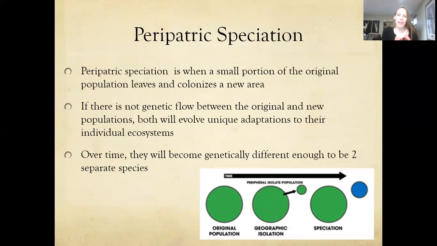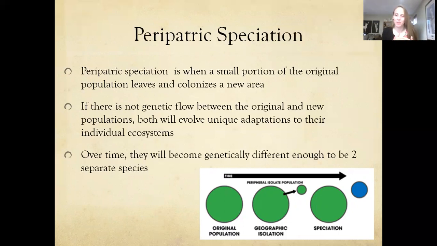Okay, then we have peripatric speciation. This is when you have a small portion of the original population that is leaving the original population and colonizing a new area. This could be just like a group of birds that got blown away from the colony, or maybe there was a tsunami and it picked up some of the, you know, whatever mammals and moved them to a new place.